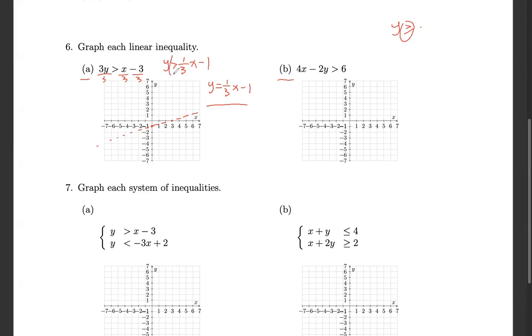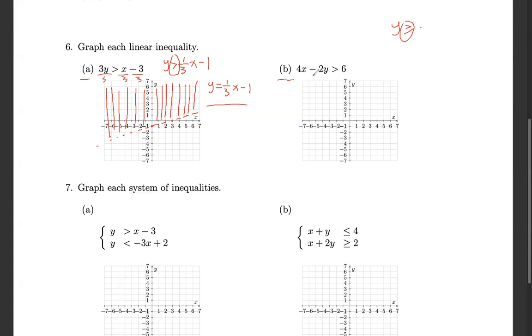Because this is y greater than this, that means all the values of y are above this line. So the solution is all those points with X value, Y value that will work for the inequality. Right? We see this is not a one-dimension solution anymore. This is two-dimension solutions. All those points, the X value and Y value, will satisfy this inequality. Right? So we shaded this whole area. Now let's see B.